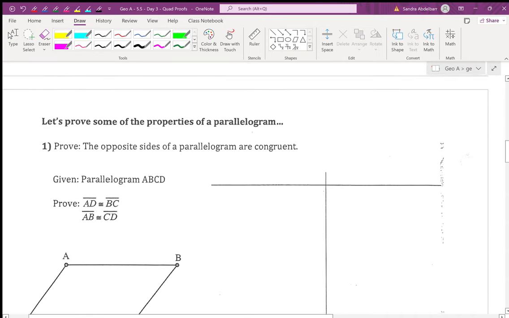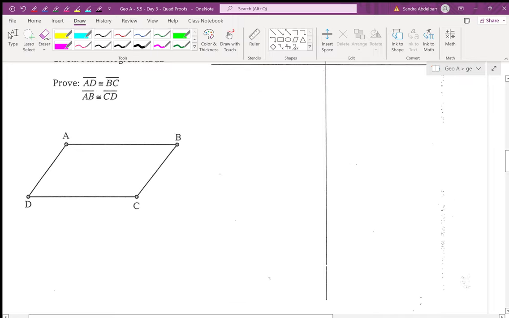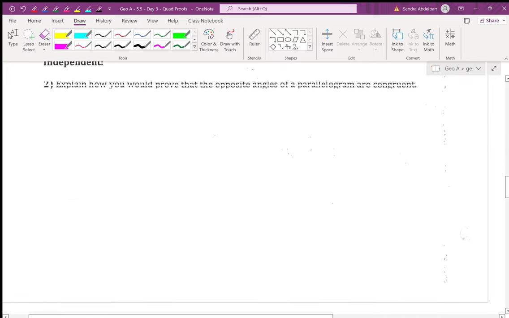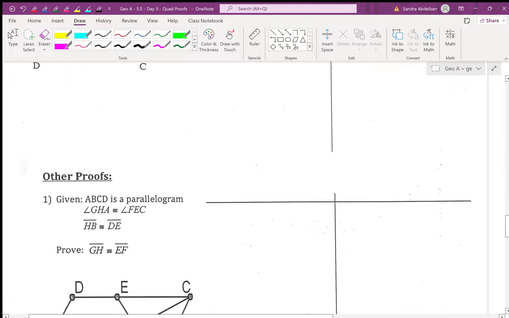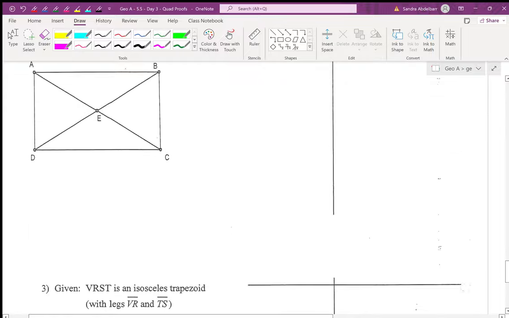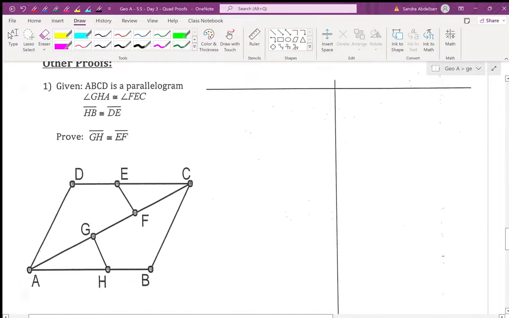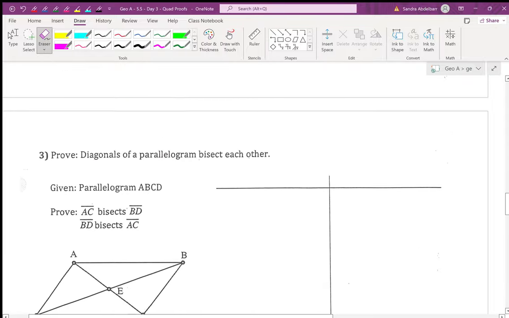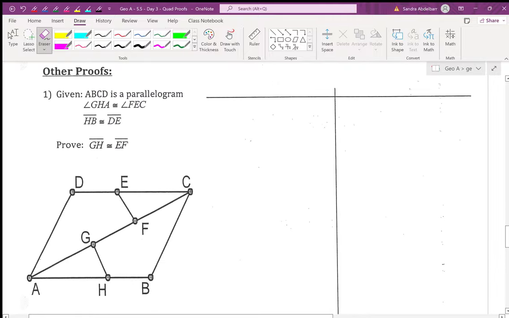It says, let's prove some of these properties. No, thank you. Let's not prove any of these properties. All right, let's go on to number 1. Let's go where it says other proofs.